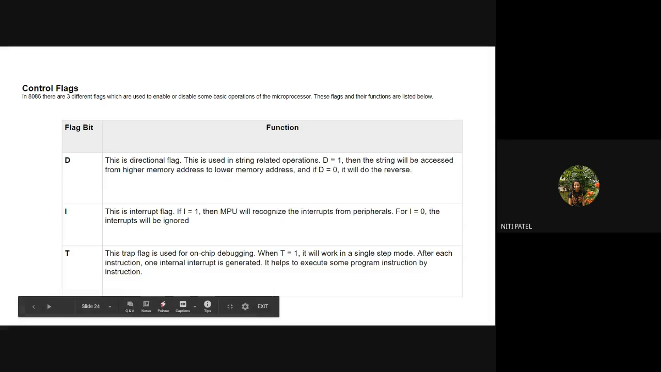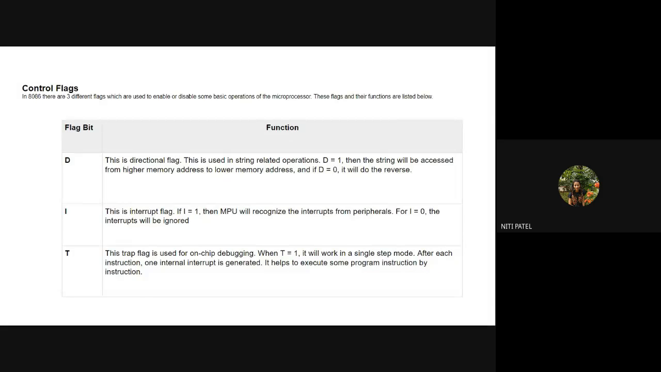That means, come to your chat box. If I have a string like this, A, B, C, D, E, F, G, H, I, J, K, L, M, N. Out of this, if I am going to extract the string from A to N, that means from higher order to lower order, at that time D will be set to 1. But when I try to access the string from N to A, that means from lower bits to higher bits, at that time this flag will be set to 0.